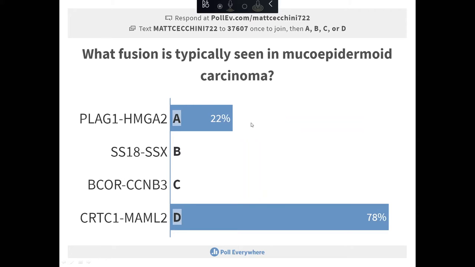So typically in these tumors, you actually see a three-cell population. You have the squamoid cells, you have the mucinous cells, and you have an intermediate cell population. These are typically central lesions, and they can occur as well in younger patients.